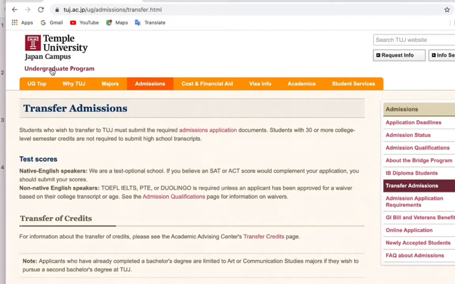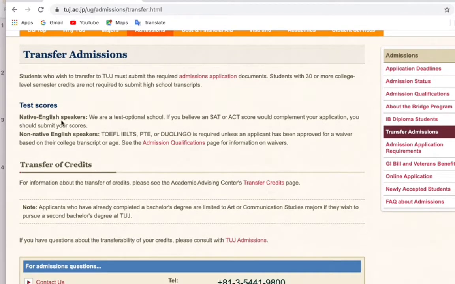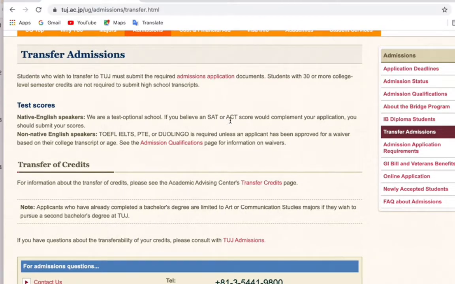So this is for the undergraduate program. They say students who wish to transfer to Temple University, Japan must submit the required admission application documents. Students with 30 or more college level semester credits are not required to submit high school transcripts. Okay. So if you're a native English speaker, we are a test optional school. If you believe an SAT or ACT score will complement your application, you should submit your scores. If you're a non-native English speaker, then you need to provide any of these tests unless an applicant has been approved for a waiver based on their college transcript or age. See admission qualifications. Okay, let's see.